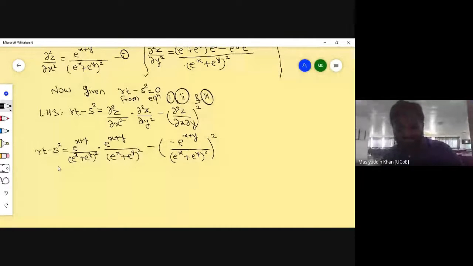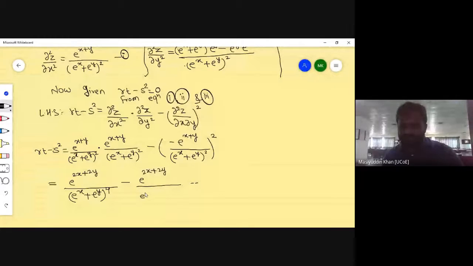Now you can see that if we multiply these two parts, you will get e raised to 2x plus 2y upon (e raised to x plus e raised to y) raised to power 4. So this will become (e raised to x plus e raised to y) raised to power 4 times minus, while squaring this, you will again get e raised to 2x plus 2y upon, that is a square, you will get (e raised to x plus e raised to y) raised to power 4 times.